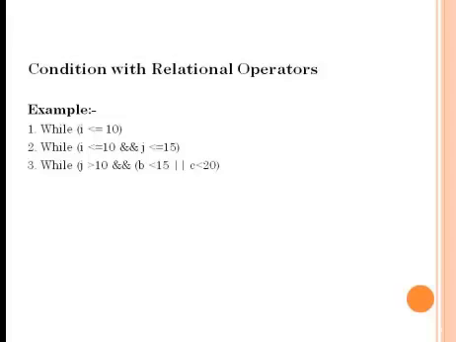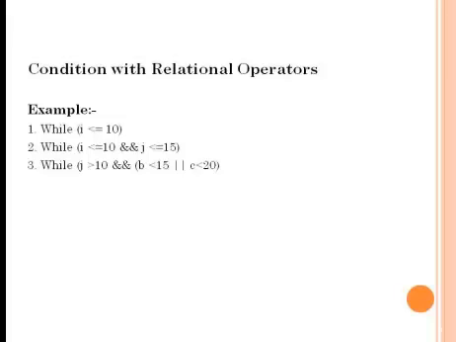The condition of the second statement is i less than or equals to 10, logical AND with j less than or equals to 15. Here we have three operators: relational operator, logical operator and relational operator. Whenever an expression has more than one operator, we go for the precedence levels of those operators.